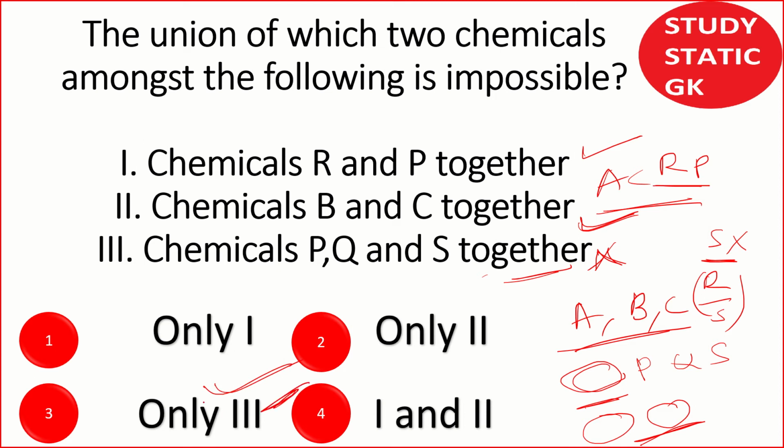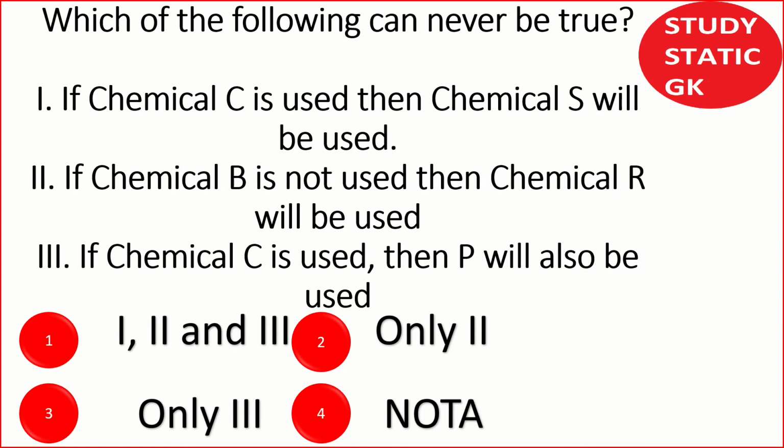This is the answer. So next question, which of the following can never be true? Can never be true means we'll go with possible cases, right? So we'll go, if chemical C is used, chemical S will also be used. So we'll go with the first one. So C, yes. Is there any possible case? We'll try. So if C is there, R should not be there, but A, B may be there, right? So this can be true. The first one can be possible, right?